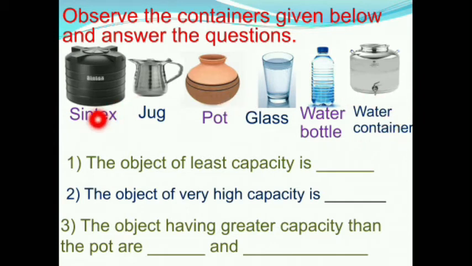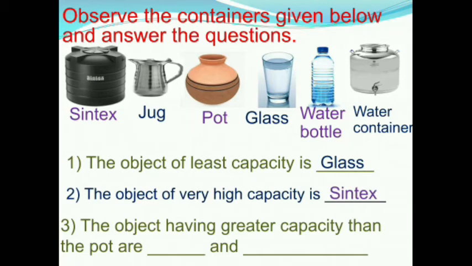Children, look at these pictures. Here, which object having least capacity? Yes, the object of least capacity is glass. The second question is, the object of very high capacity is dash. Look at these pictures. Here, which object having very high capacity? Yes, syntax. The object of very high capacity is syntax.